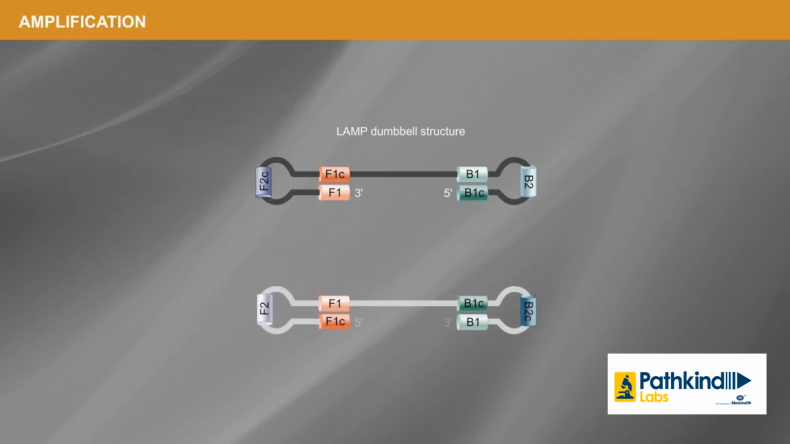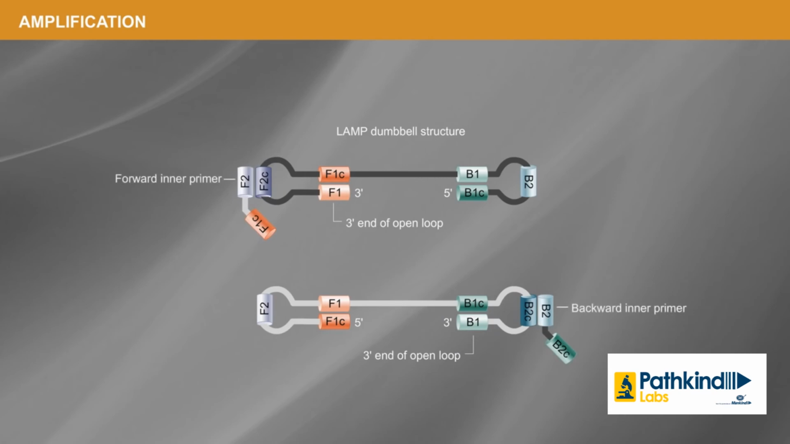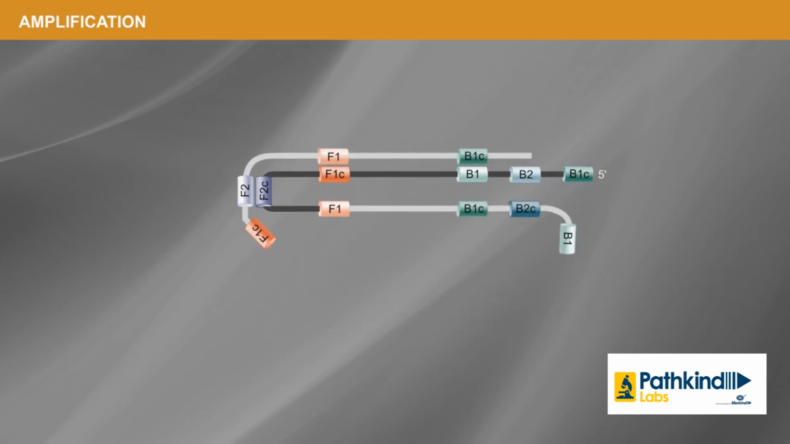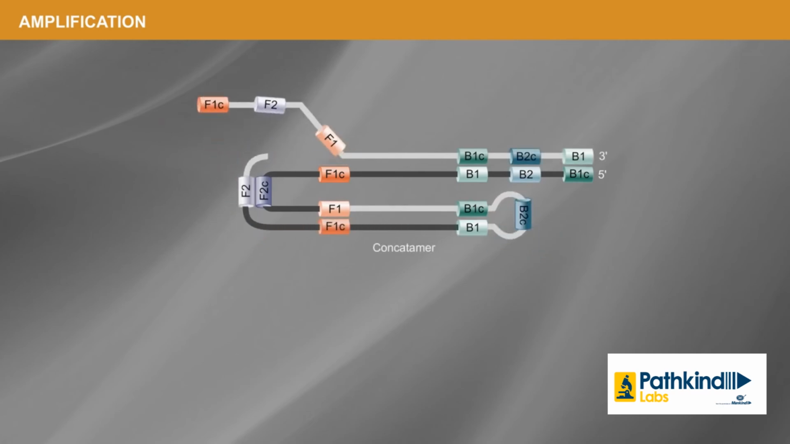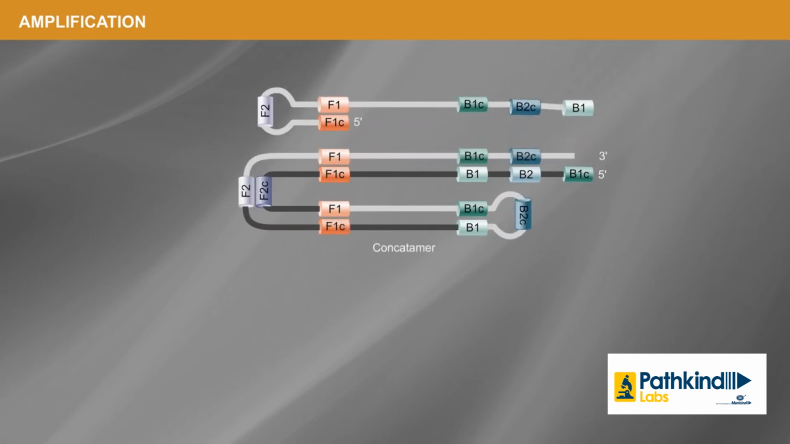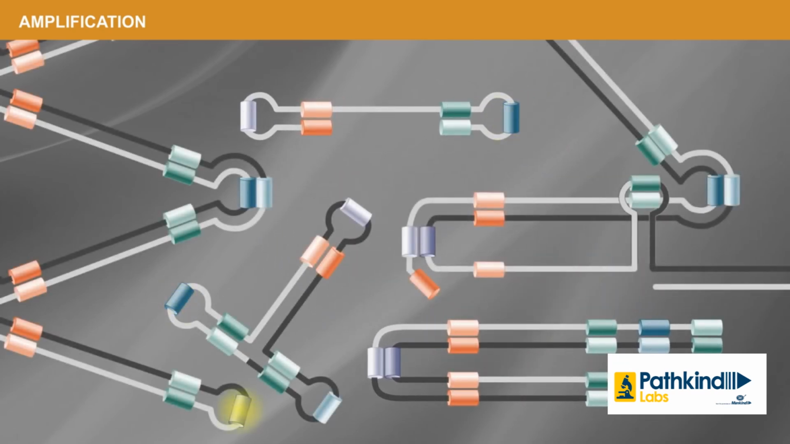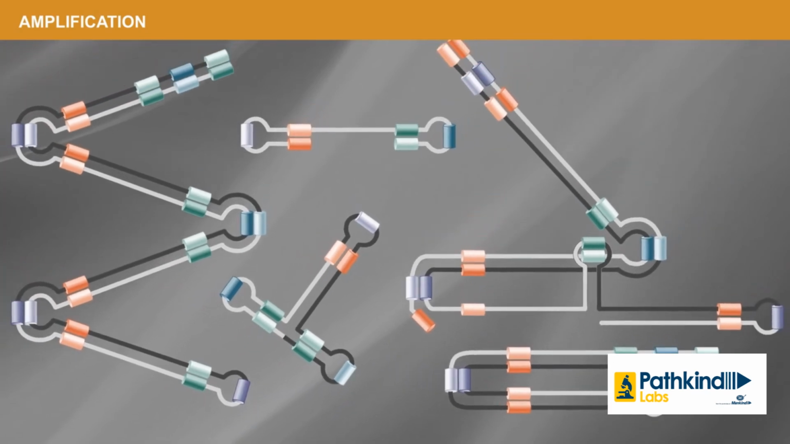This LAMP dumbbell structure contains multiple sites for initiation of synthesis, from the 3' ends of the open loops and annealing sites for both the inner and loop primers. As amplification proceeds from these multiple sites, the products grow and form long concatemers, each with more sites for initiation. The result is a rapid accumulation of double-stranded DNA and amplification byproducts that can be detected by a variety of methods.